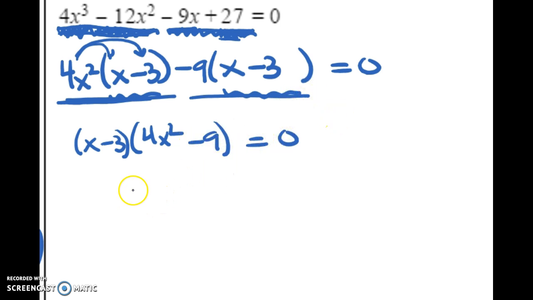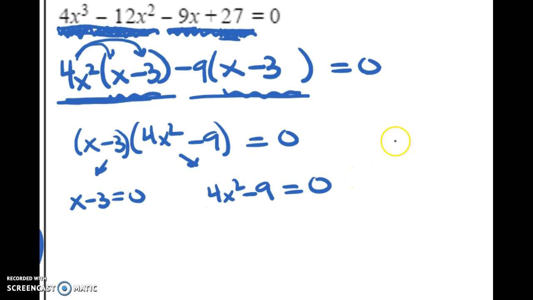And we're going to set each part equal to 0. So this means either x minus 3 is 0, or this crazy quadratic from chapter 2 equals 0. Standard 2.2, I think. Solving the first gives us x equals 3.